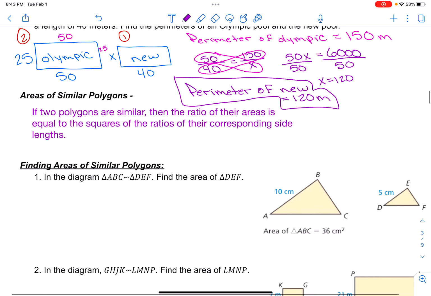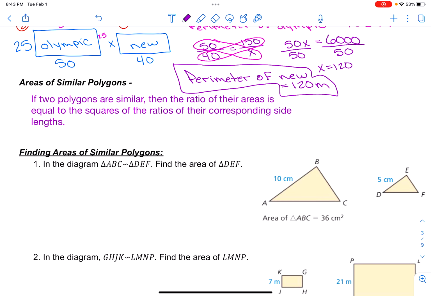And then last but not least, we have areas of similar polygons. So kind of similar to perimeter. It says if two polygons are similar, then the ratio of their areas is equal to the squares of the ratios of their corresponding side lengths. So with perimeter, you still had to have the ratio of your sides, and then it was just equal to perimeter over perimeter. Now you have area over area equal to the ratio of your sides, but you have to square those sides.